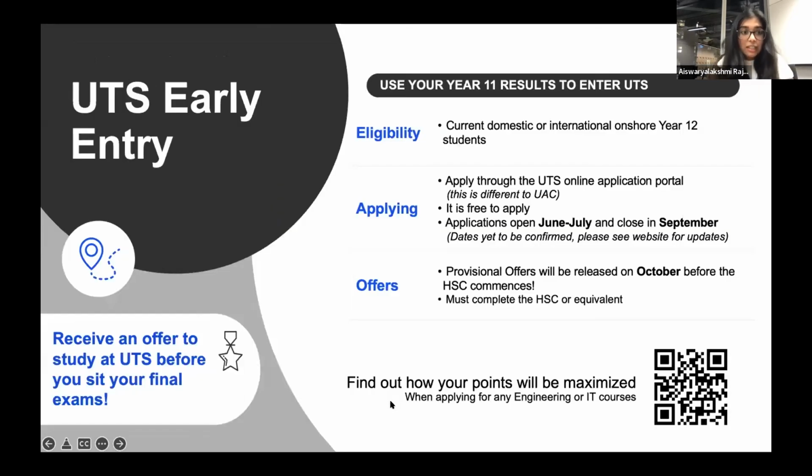So now moving on a little bit to UTS early entry. This is your opportunity to receive an offer to study at UTS before you sit your final exams. The eligibility for this is for current domestic or international onshore Year 12 students. And applying is different to UAC. You apply via the UTS online application portal. It is free to apply and applications open around June to July and close in September. The dates are yet to be confirmed, so please check our website for updates, and offers will be released in October. So that's before the HSC commences.